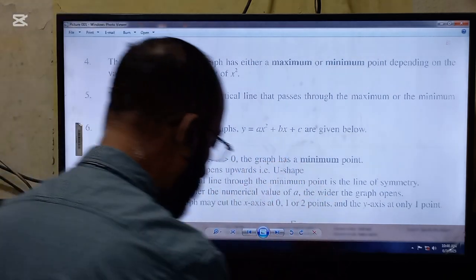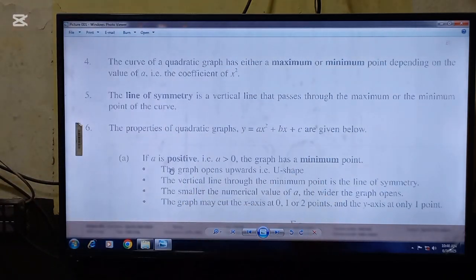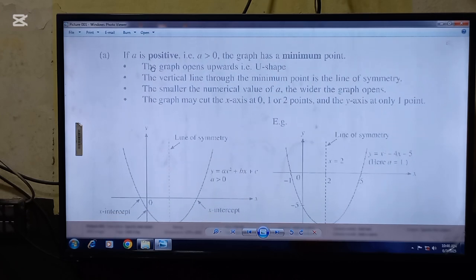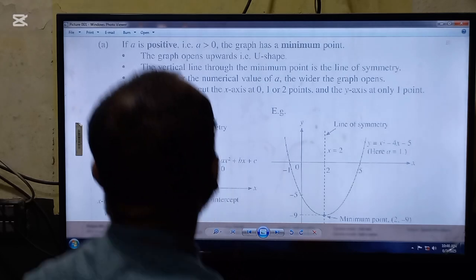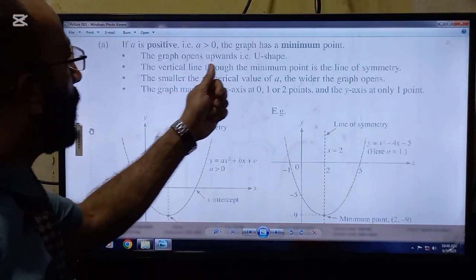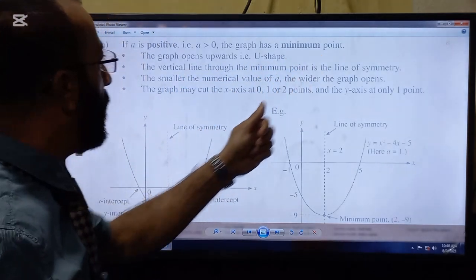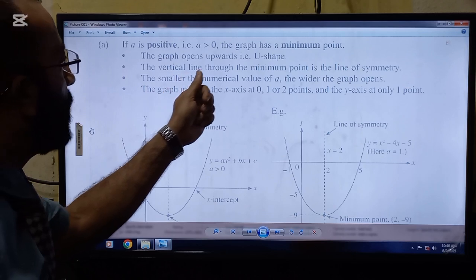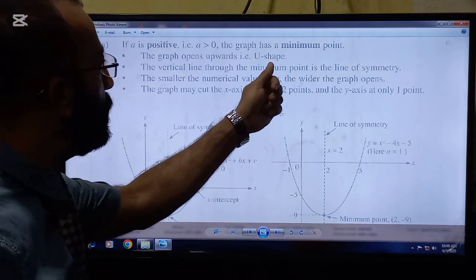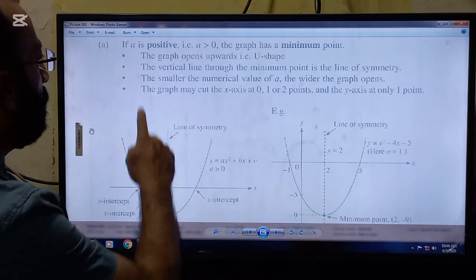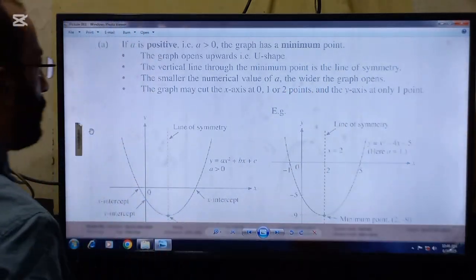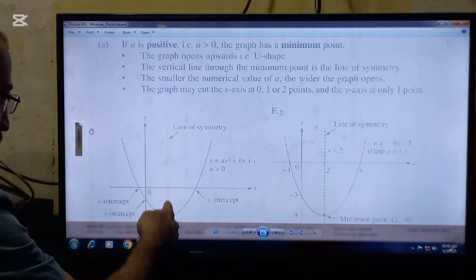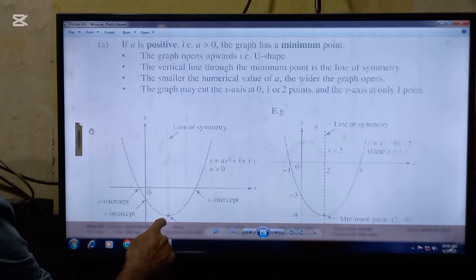The properties of the quadratic graphs are given below. The first property is if a is positive, the graph has a minimum point. The graph opens upwards, that is U-shaped. The vertical line through the minimum point is the line of the symmetry. So this is the line of the symmetry. This is the minimum point.